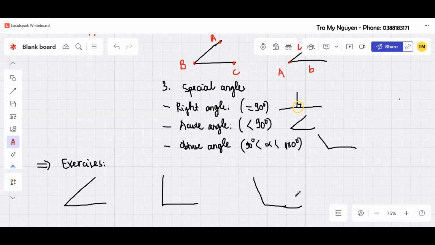Before finding the vertex, I will name these angles. Firstly, I will take three points, A, B, and C. Accordingly, in this figure we have M, N, and P. And in the last figure we have E, F, and R. So we have three different figures here. I will give you some minutes to find the vertex of these three angles.